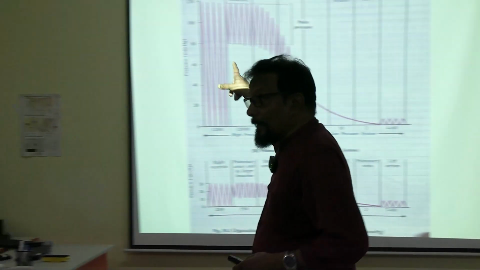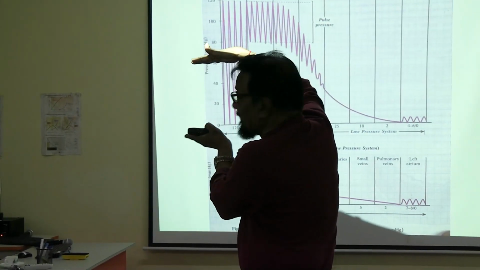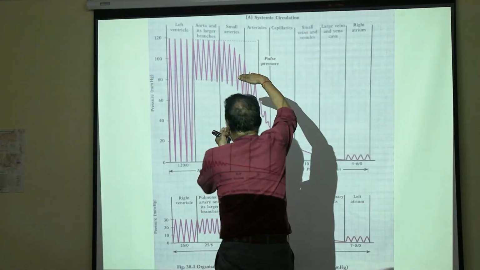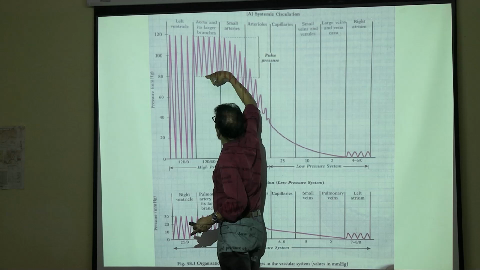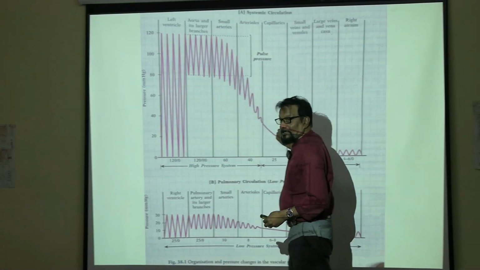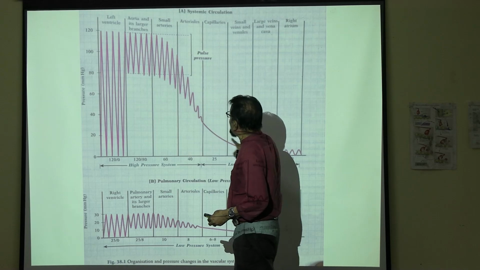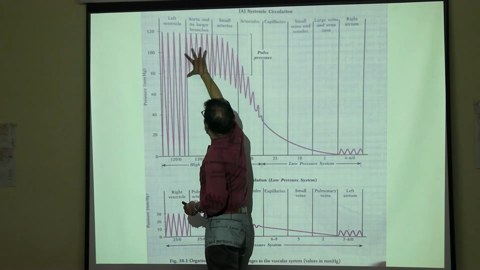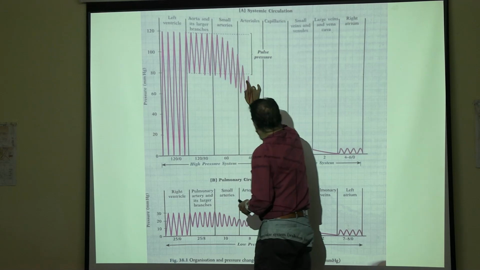This difference is the pulse pressure, the difference between systolic and diastolic. Here pulse pressure is much more. In capillaries there is no pulse pressure, only a single pressure, hydrostatic pressure. So gradually the pulse pressure is coming down.